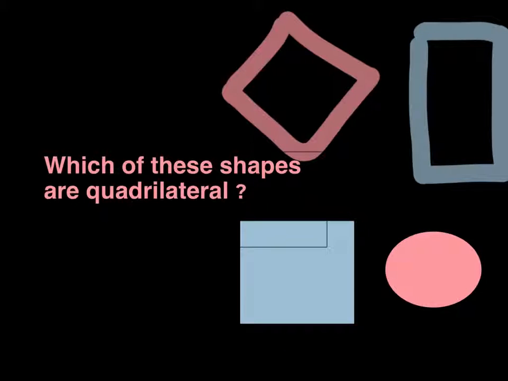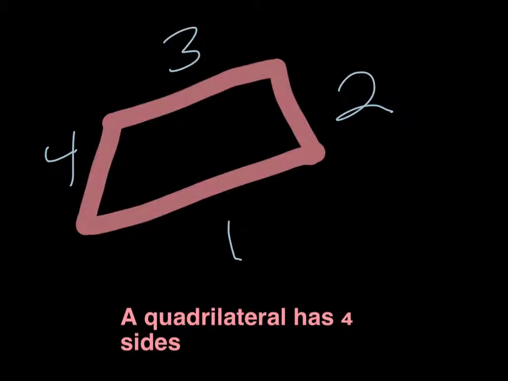Now my question is, which of these shapes are quadrilaterals? Quadrilateral means having four sides. The square, the rhombus, and the rectangle all have four sides, but the circle does not. A quadrilateral has four sides. Many different shapes have different sizes, so you have to count the sides to know how many they have. This is the first attribute that we will be comparing the shapes with: how many sides a shape has.